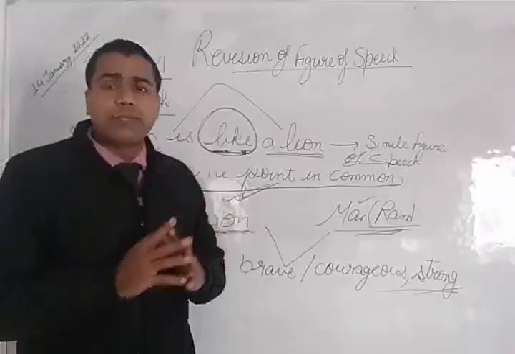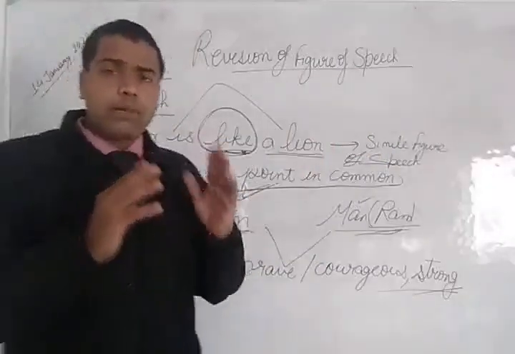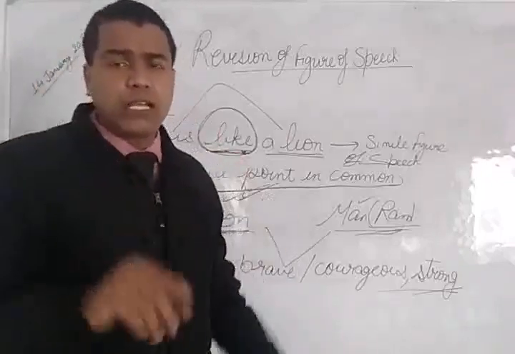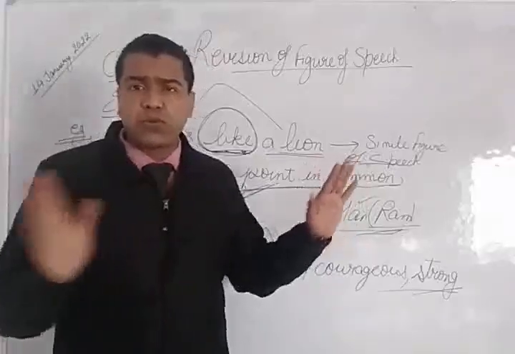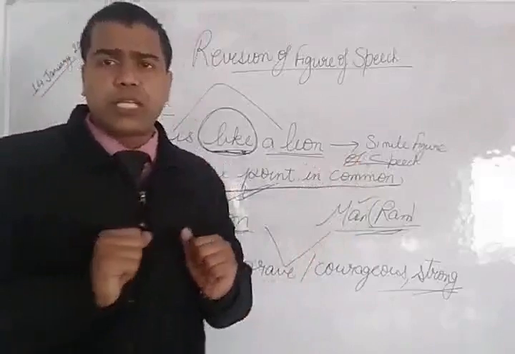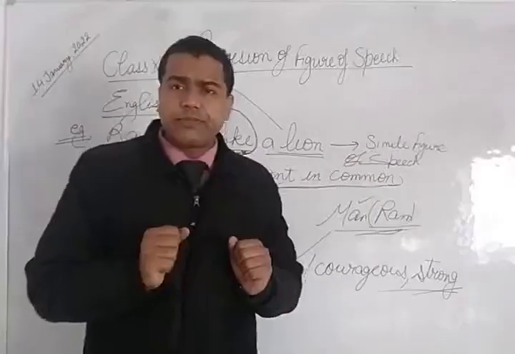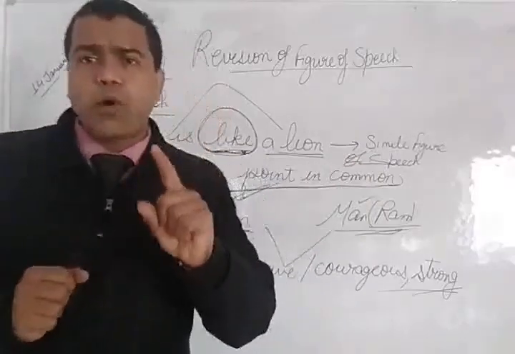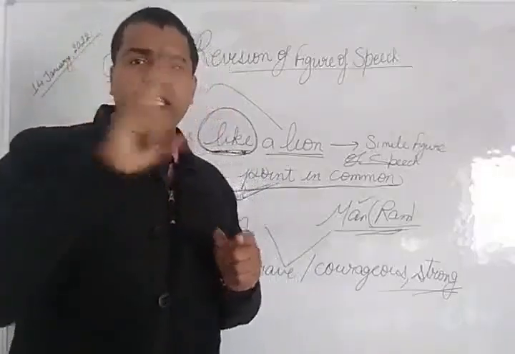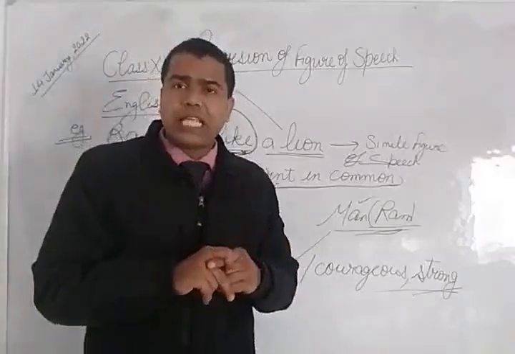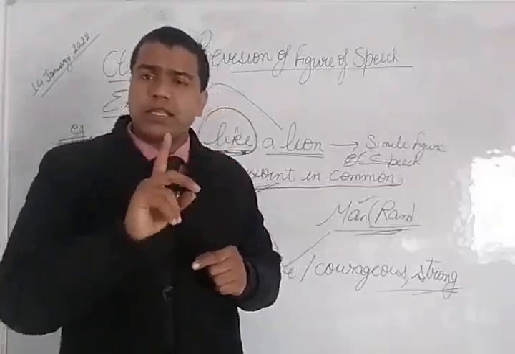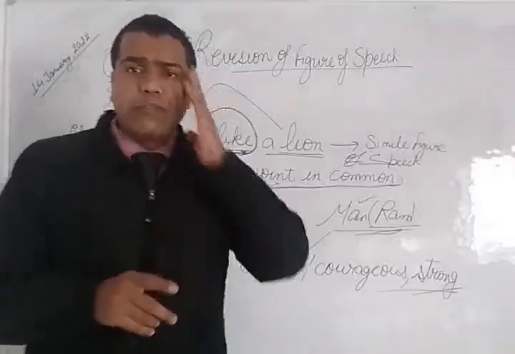Okay. What does the word simile mean? Simile means a comparison between two different objects. Both things should be different. A comparison between two different objects which have at least one point in common. When you are comparing two different things, you should notice that one point should be common between both things. Then you will use the simile figure of speech.